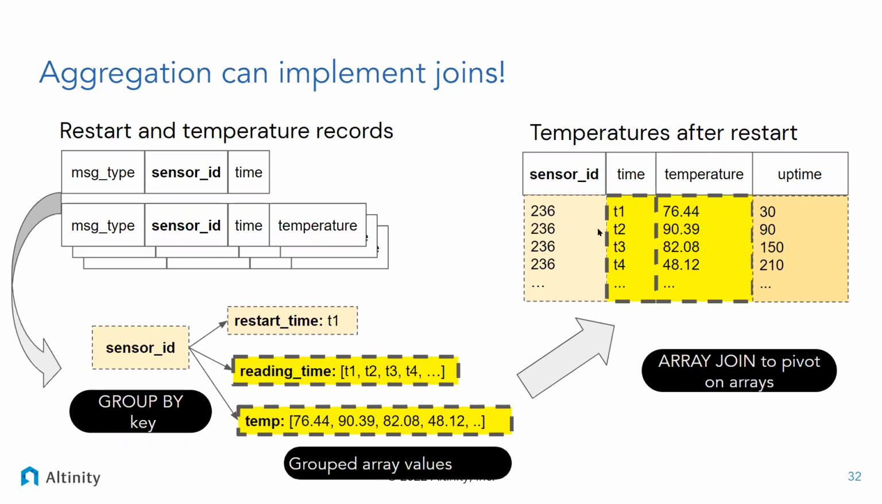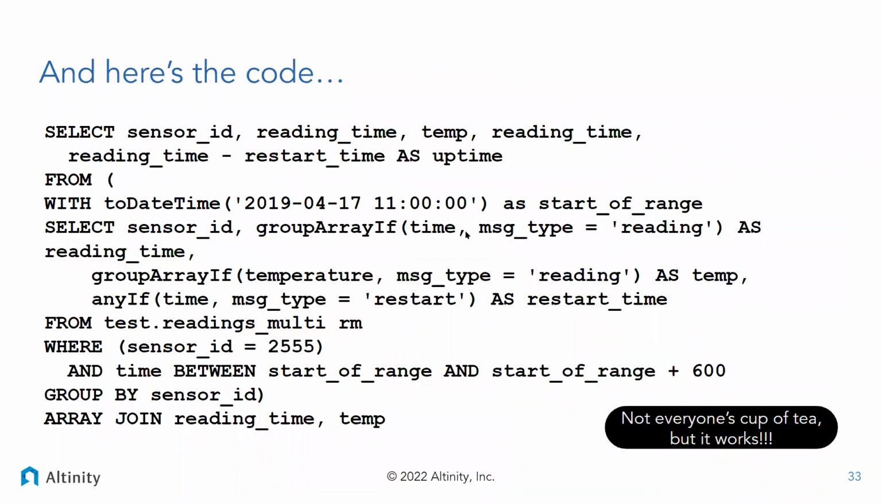So we get the sensor ID, we see the time, we see the temperature, we see the uptime. This is all done using aggregation. And here's the code. I think it's fair to say that this code is not everybody's cup of tea. You may look on this in horror. It's easy for me to say this, that I can do this. I actually teach a class on arrays, but the point is that ClickHouse allows you to do this. So the code is complicated. In this particular case, we use arrays, but it does work.